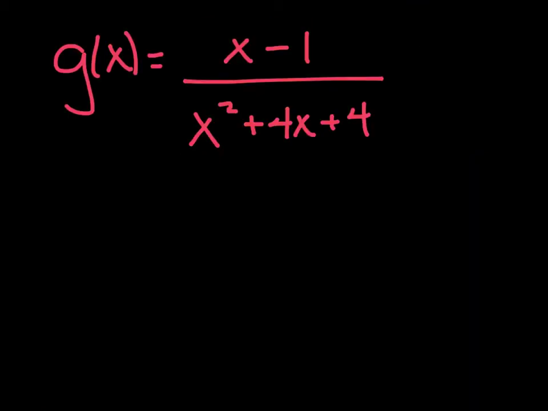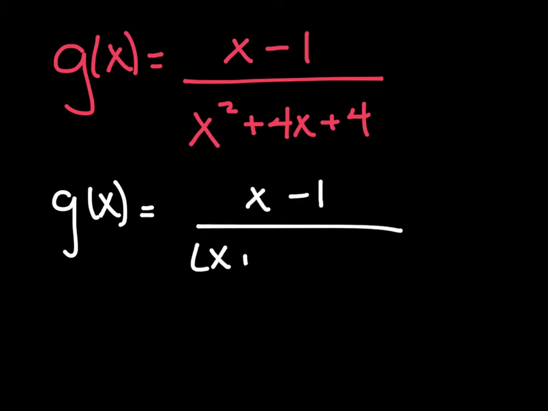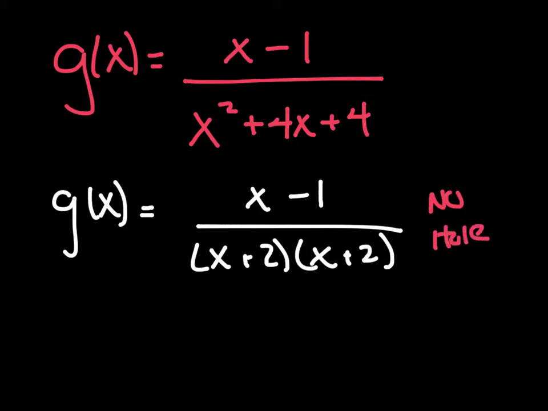Let's start with this nice rational function we have here. g of x equals x minus 1 all over x squared plus 4x plus 4. You need to always say to yourself, factor first. So let's rewrite g of x here, going with x plus 2 and x plus 2. Now nothing cancels, so let's make a note off to the side. We have no holes. Nothing cancels, and you're always finding holes first.